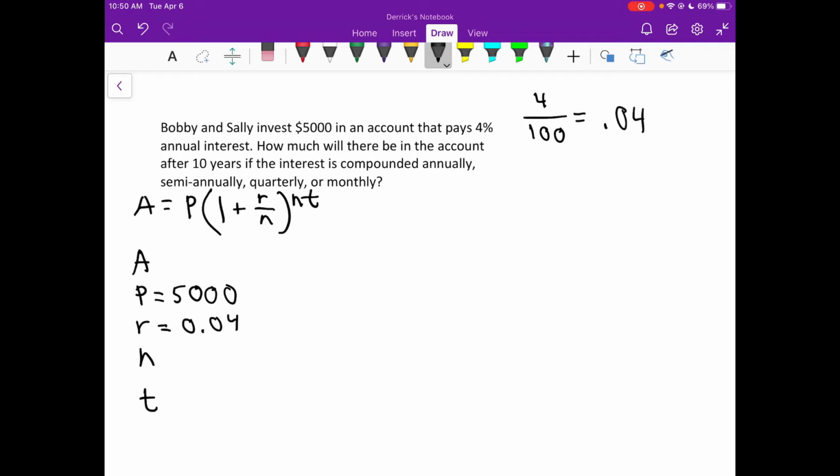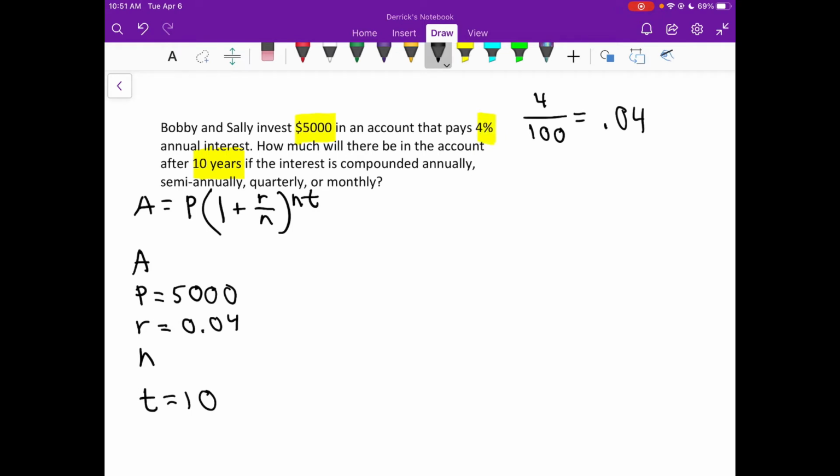T, I'm going to skip N because T is the next thing that the problem gives us. T is going to be 10 years, right? Because it asks how much there will be in the account after 10 years has passed. So that would be the total amount of time that that account is meant to be open. So T would be 10, because 10 was already given to us in terms of years.